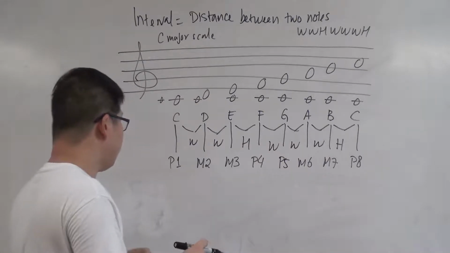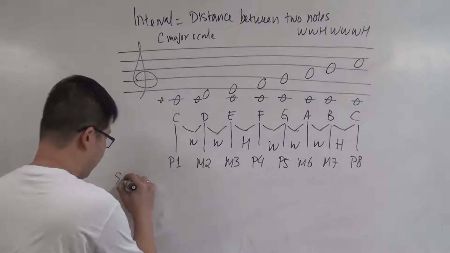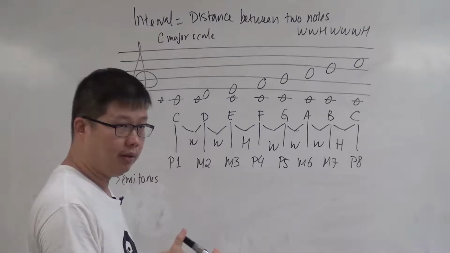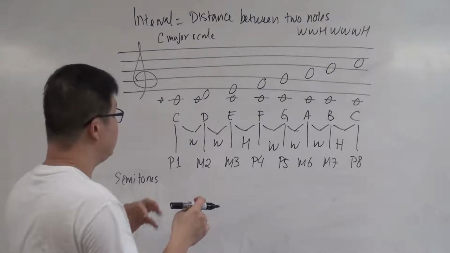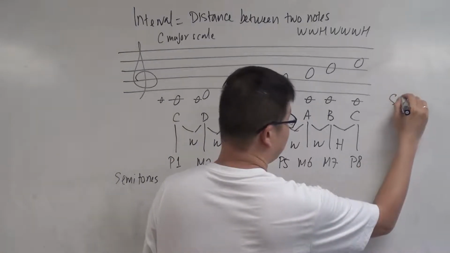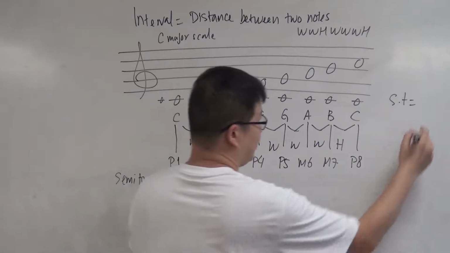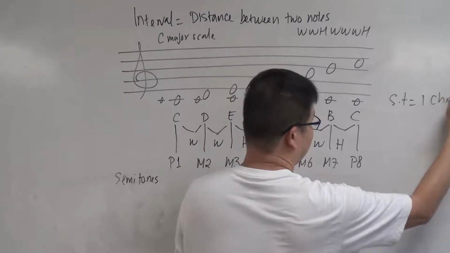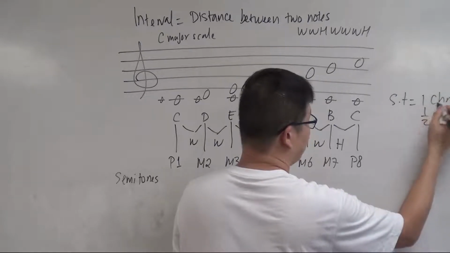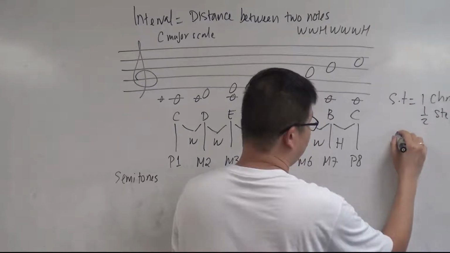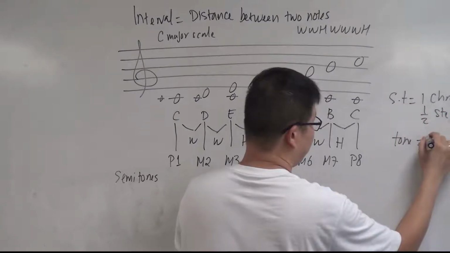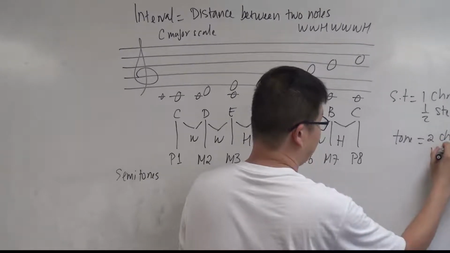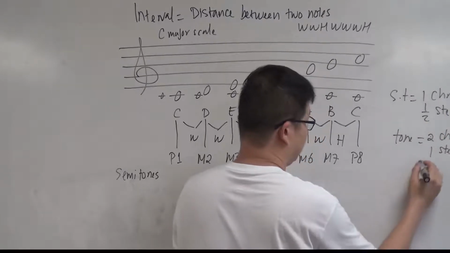Okay. Now, let's say you want to talk based on the semitones. When we talk about semitones, still remember what it means? Semitones is basically the distance between one note to another note that has one chromatic step, okay, or sometimes we call it a half step. Now when we talk about tone, basically we have two chromatic steps, or we call it one step, or sometimes people also call it one tone.